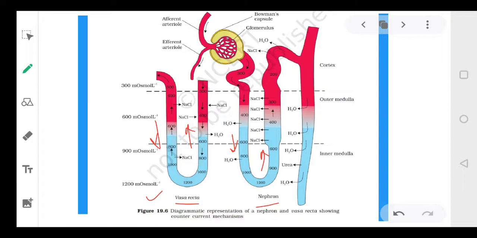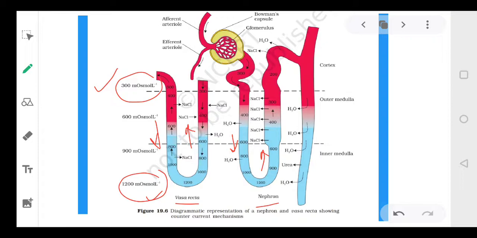Now this gradient that is approximately 300 osmoregularity per liter in the cortex and about 1200 milli osmoregularity per liter in the inner medulla is there. देखिए, आप ध्यान से देखिए यहाँ पर medulla, this is cortex region. तो cortex region में जो osmoregularity है वो 300 है, राइट. और medullary region में जो osmoregularity है वो 1200 ml है.